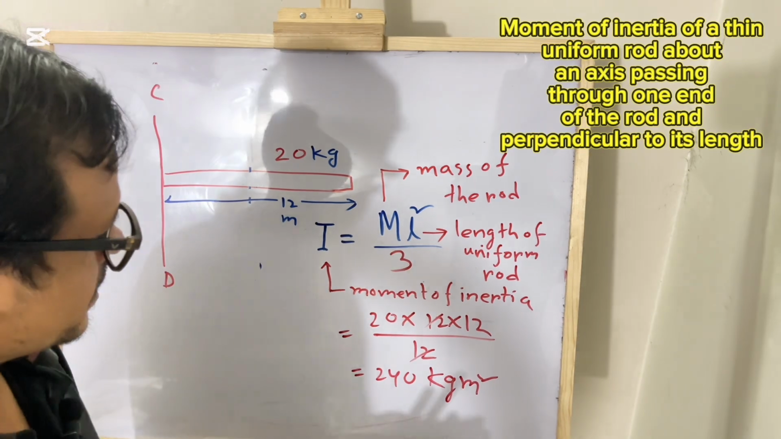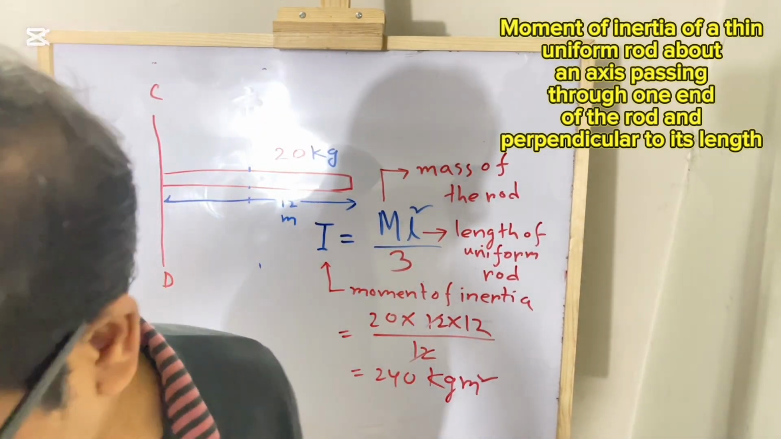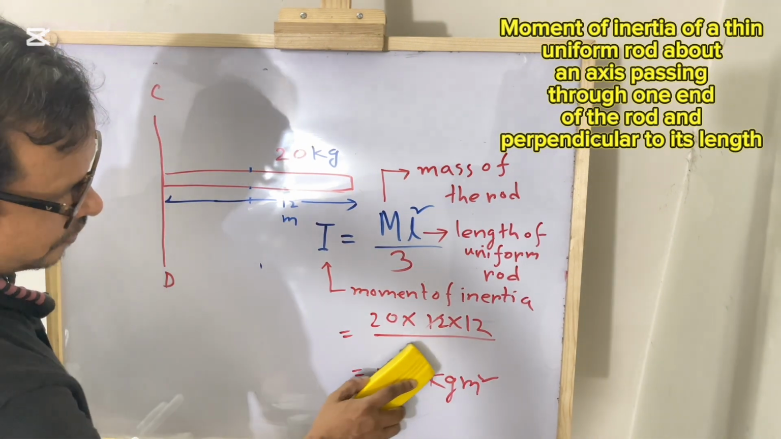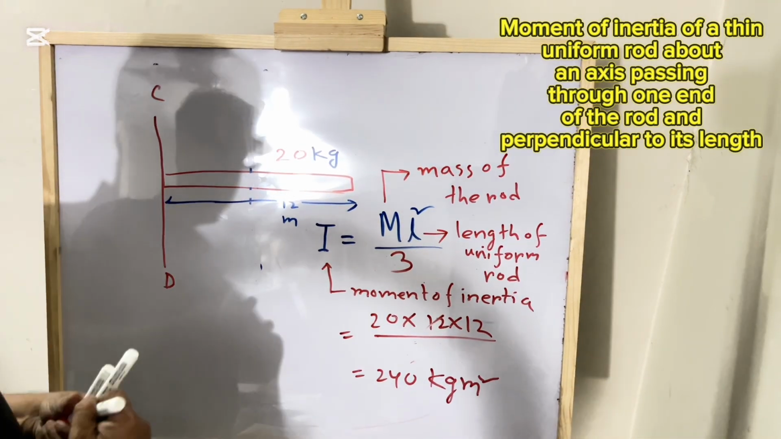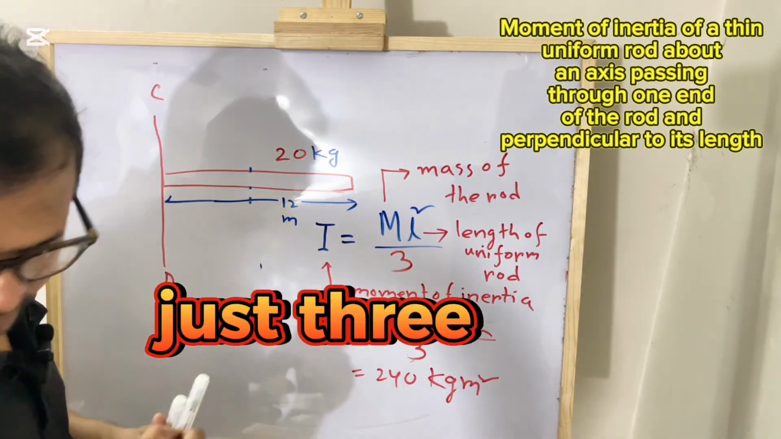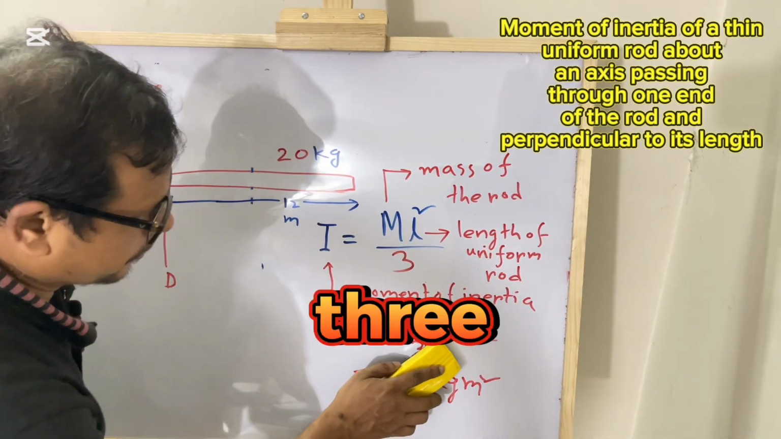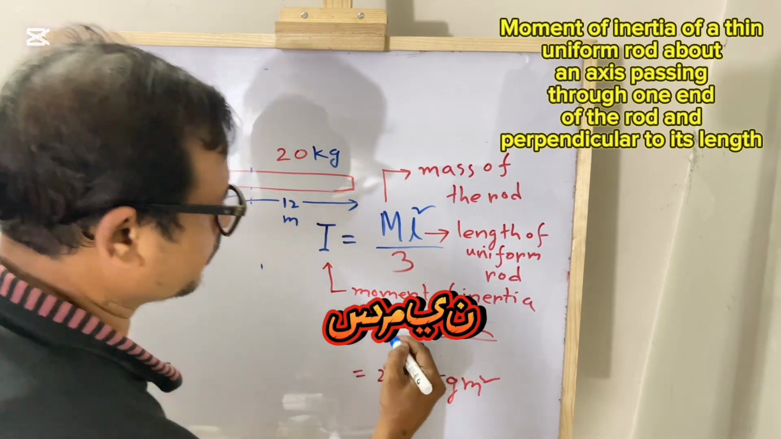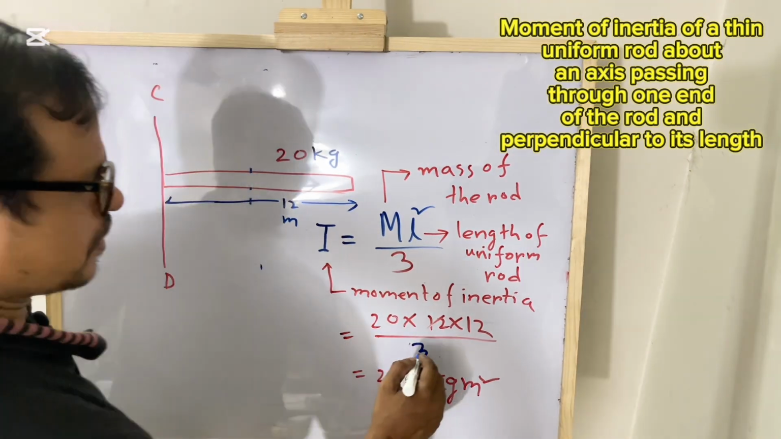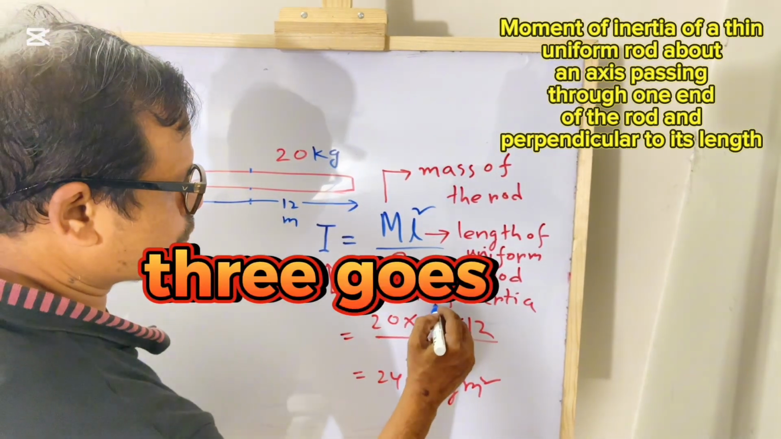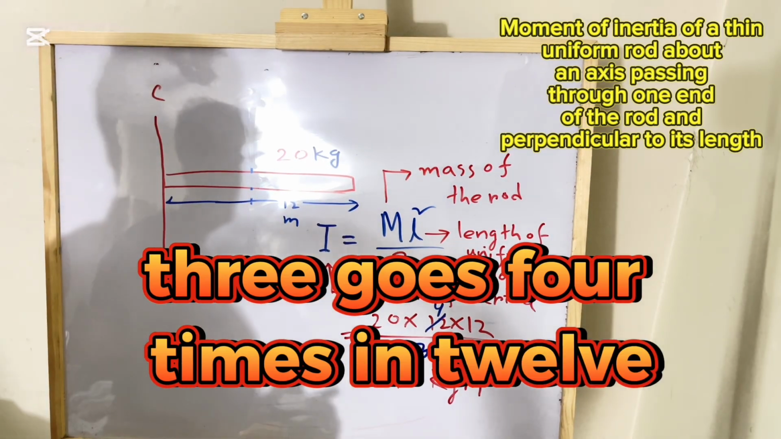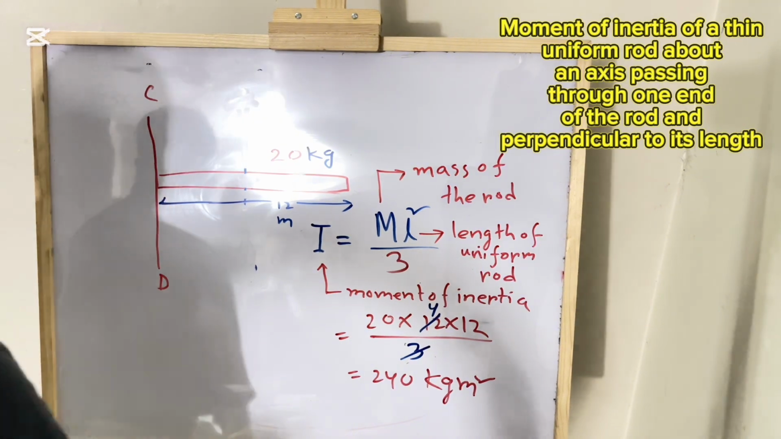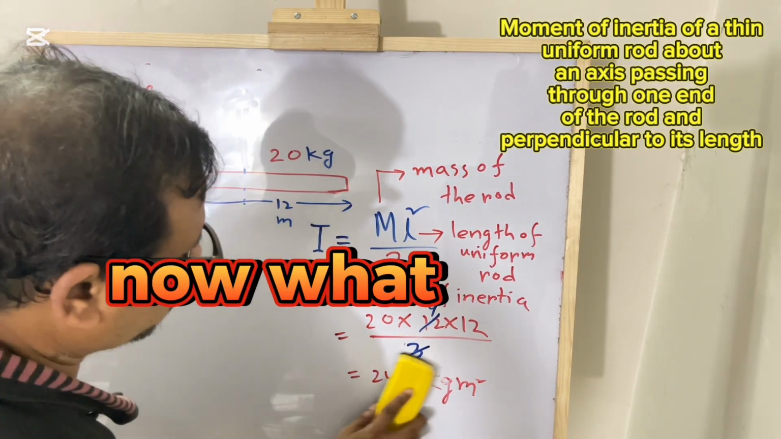Yeah, guys, simple calculation. Very simple calculation, and here, instead of 12, we'll set 3. Sorry, 3, just 3. 3 goes 4 times in 12. Now, what will be the result?